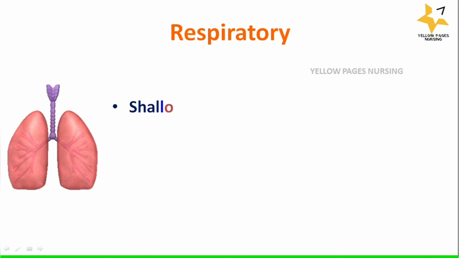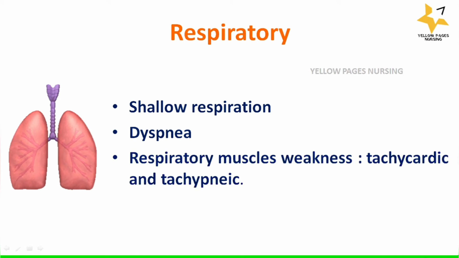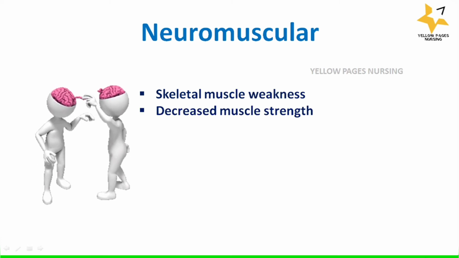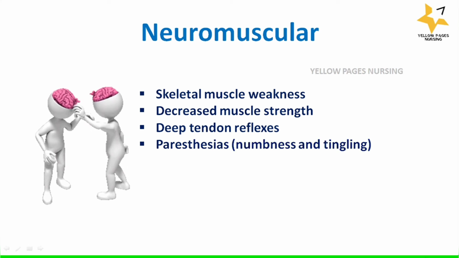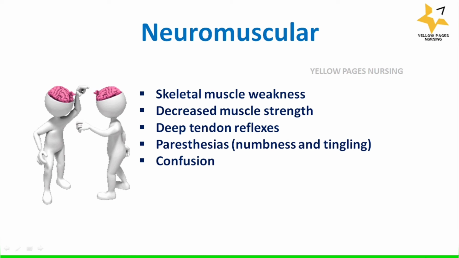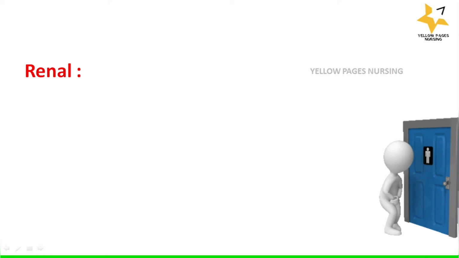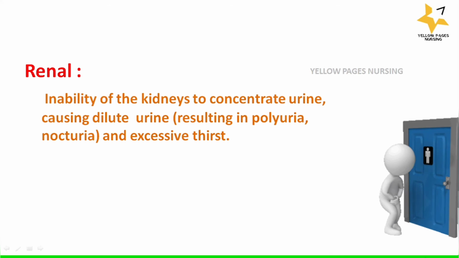Respiratory symptoms include shallow respiration, dyspnea, respiratory muscle weakness, where the patient may be tachycardic and tachypneic. Neuromuscular symptoms include skeletal muscle weakness, decreased muscle strength, deep tendon reflexes, paresthesias, that is numbness and tingling sensation, confusion, lethargy, and coma. Renal symptoms include inability of the kidneys to concentrate urine, causing dilute urine, resulting in polyuria, nocturia, and excessive thirst.